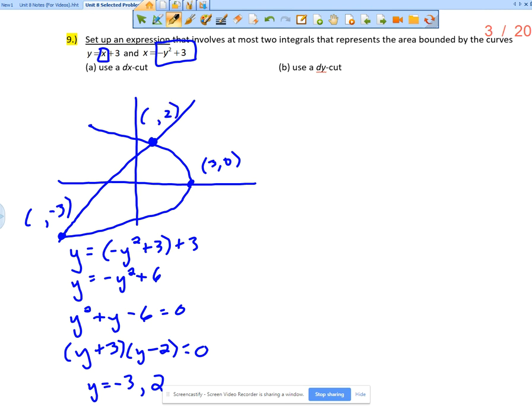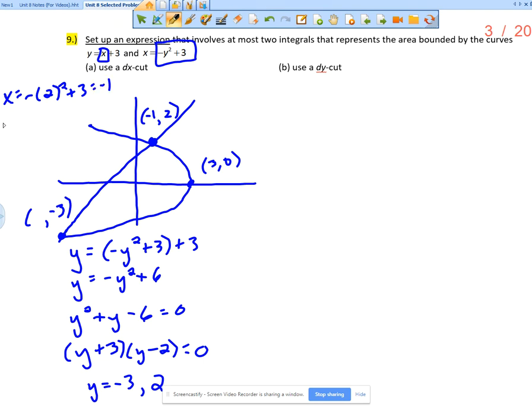Now I also want to know the x values. So y is x plus 3, or x is negative y squared plus 3. So let's figure out x. Let me rewrite that. Negative y, so 2 squared plus 3. Negative 2 squared is 4, negative 4 plus 3 is negative 1. So this is negative 1, which actually means that my drawing is kind of bad. It should be over here somewhere, but oh well. So I get negative 1.